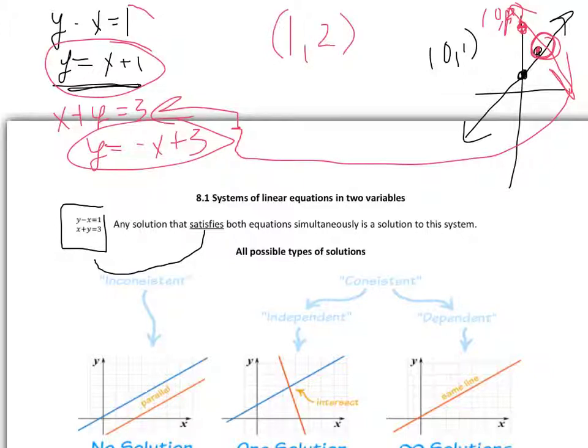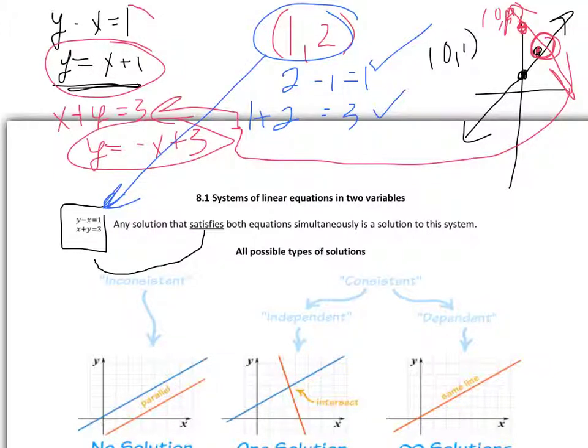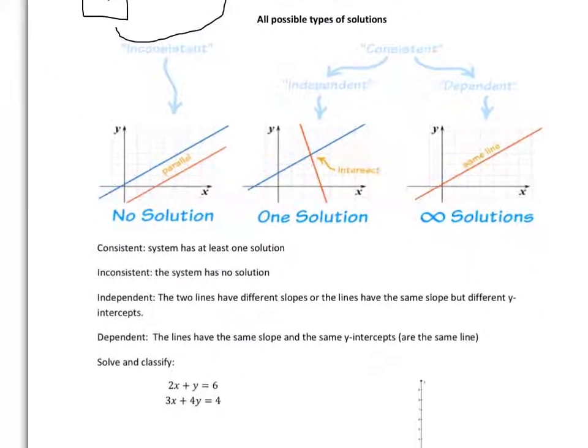Now, there is a way we can check this, and it's by plugging that back into the original equations. If I plug this into the first one, y minus x equals 1, we have 2 minus 1 equals 1. That's true. If we plug this into the second equation, x plus y equals 3, we get 1 plus 2 equals 3. That's true. So this satisfies both equations, and this is the solution to this system of linear equations. Okay, so that's what we're talking about. Satisfying both equations means it's an ordered pair that makes both of those things true simultaneously.